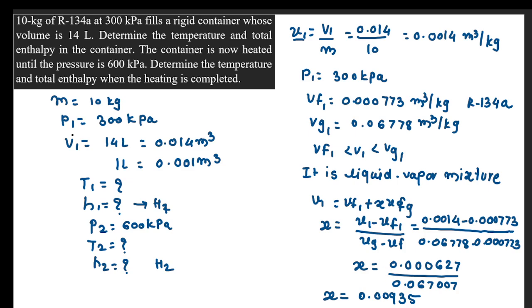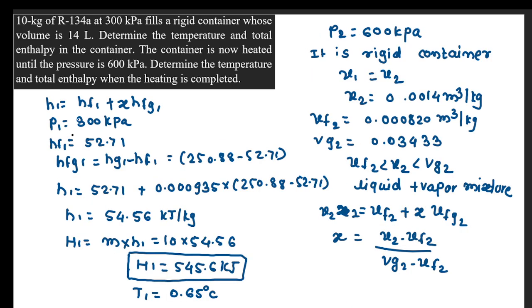Using this dryness fraction x, we have calculated the specific enthalpy using formula of Hf1 plus x Hfg1. We found out the value of enthalpy around 54.56 kilojoule per kg, and total enthalpy we calculated as mass into specific enthalpy, which is 545.6 kilojoule, and the saturation temperature 0.65 degrees Celsius. Same way, it is a rigid container, constant volume process. It is heated at a constant volume.